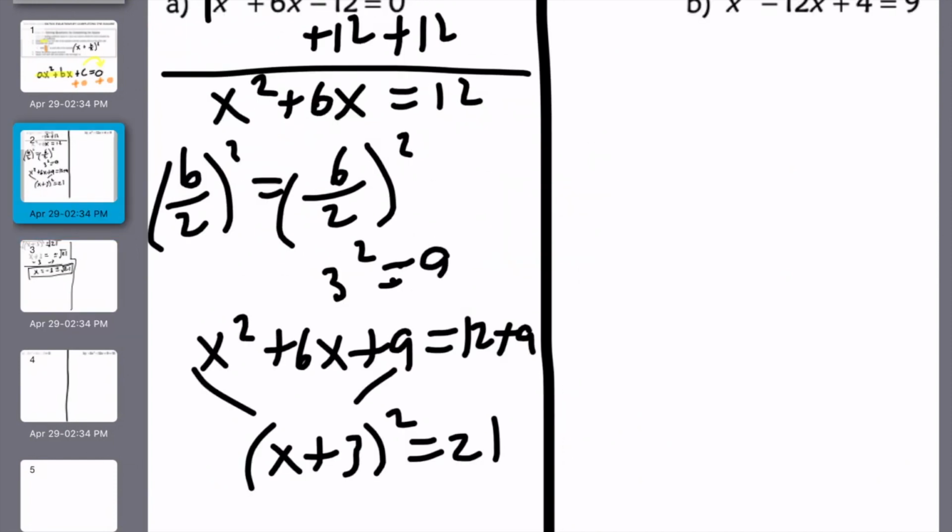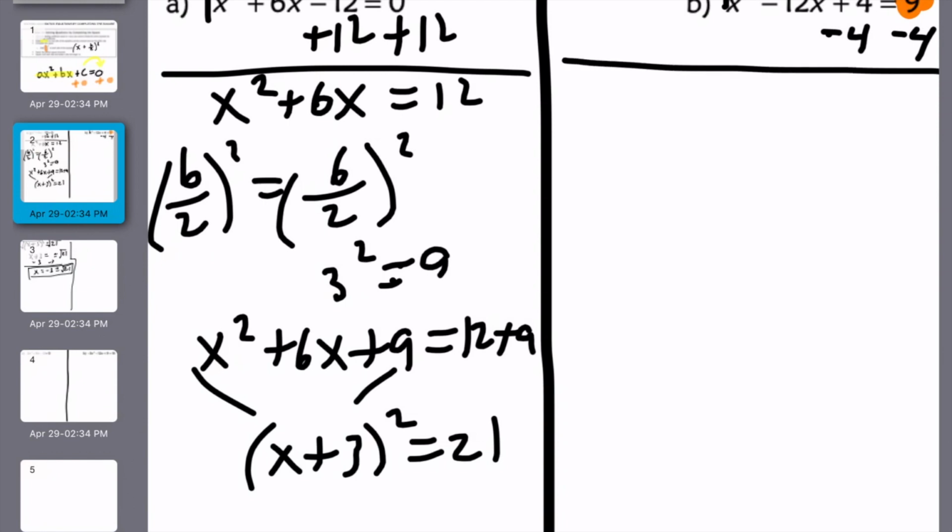B, x squared minus 12x plus 4 equals 9. So this one's a little bit different in the sense that I have a constant also on the other side, but that's not really going to switch up what I'm doing anyways. I still see that my leading term is 1, so I can go ahead and move my constant over to the other side. In this case, I need to subtract 4.